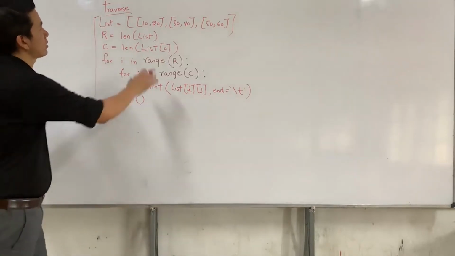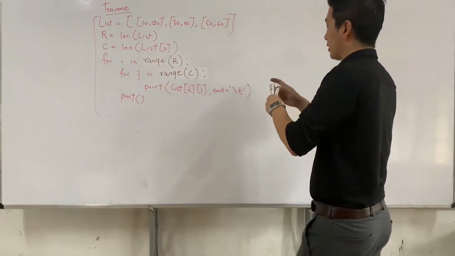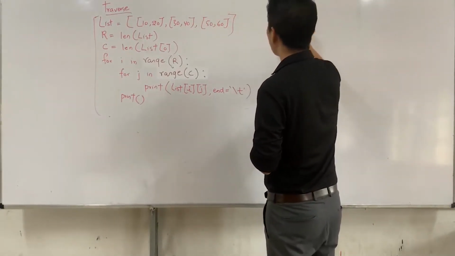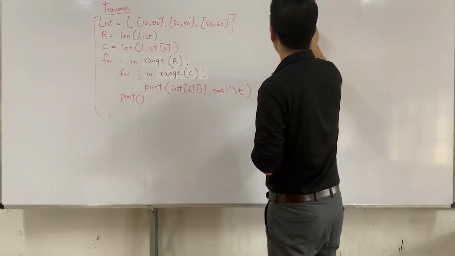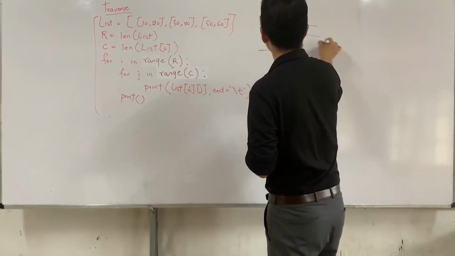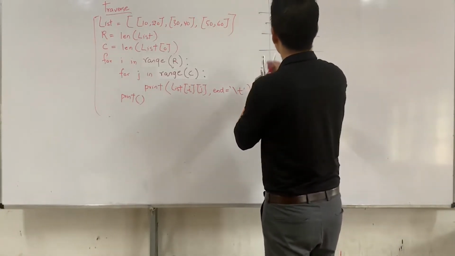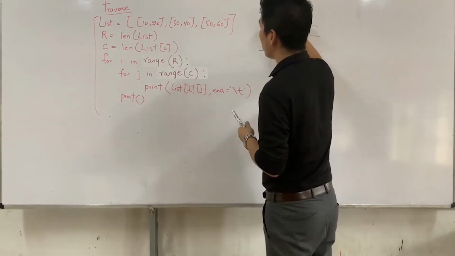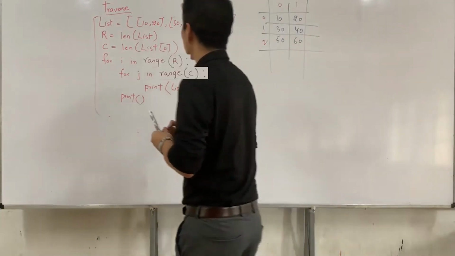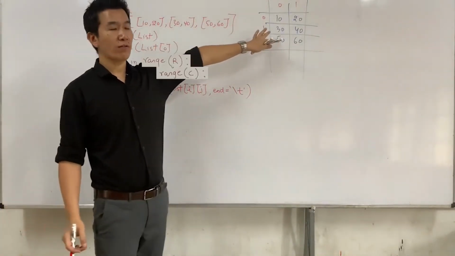Okay, so the list could be viewed as a matrix. Okay, you have 10, 20, 30, 40, 50, and then you have 60. All right, something like this, and then you have the column numbers as 0 and 1, and the row numbers as 0, 1, and 2. Okay, so this particular list could be viewed in the form of a matrix.